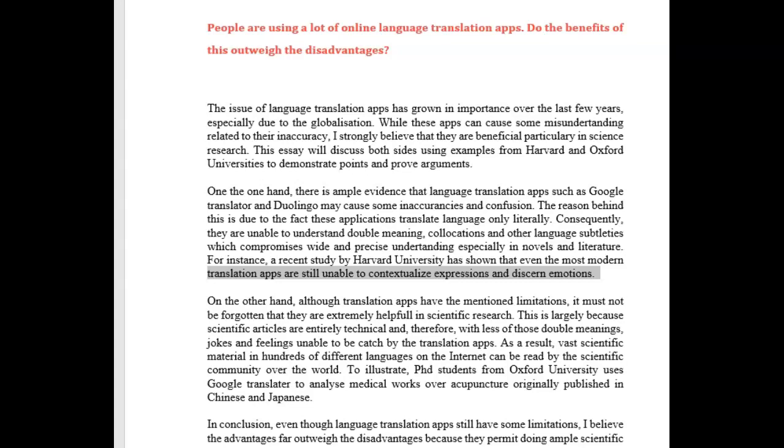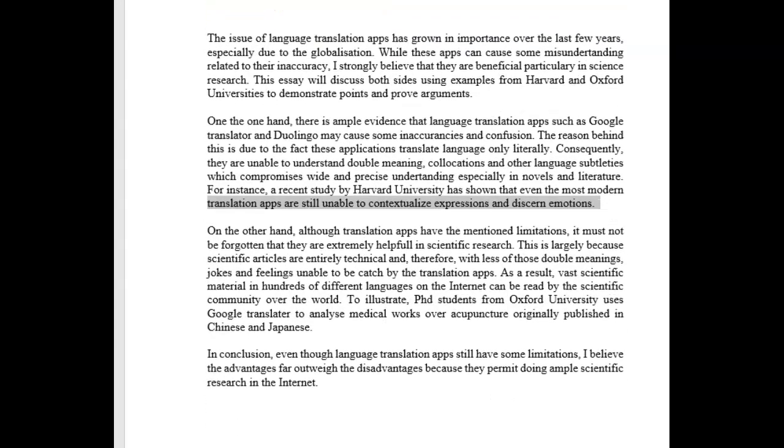The use of language translation apps has grown in importance over the last few years, especially due to, it's not the globalization, it's just globalization. While these apps can cause some misunderstanding related to their inaccuracy, I strongly believe they are beneficial, particularly, you're missing an L, in science research. This essay will discuss both sides, using examples from Harvard and Oxford universities to demonstrate points and prove arguments. Okay, fair enough. It's fine. You did what you were supposed to do, so no problems there.